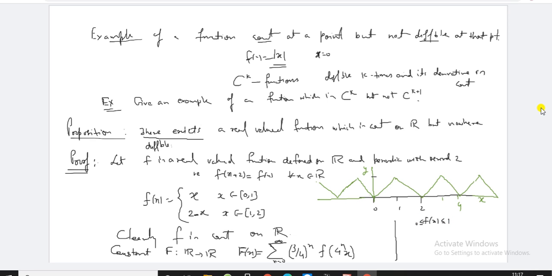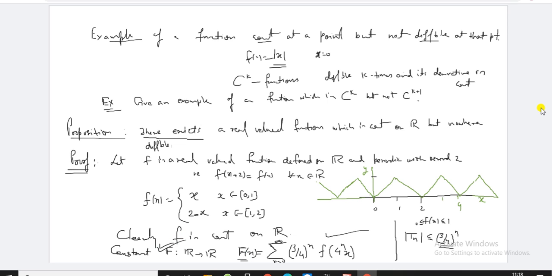So if you consider the nth term of this infinite series, the modulus of the nth term is less than or equal to (3/4)^n. So this is your M_n of the Weierstrass M test. And you know this series is a geometric series which is convergent. So this infinite series is dominated by a convergent geometric series, and therefore by the Weierstrass M test it is convergent, and it converges uniformly and absolutely to a function. Let us call that function capital F.